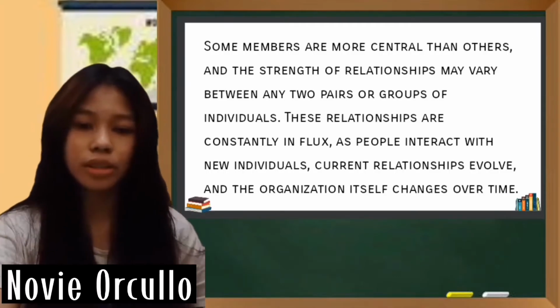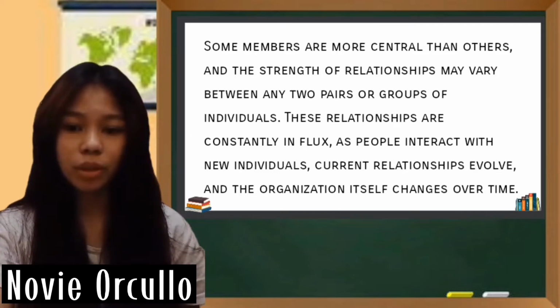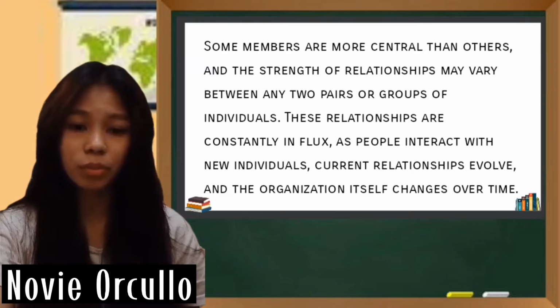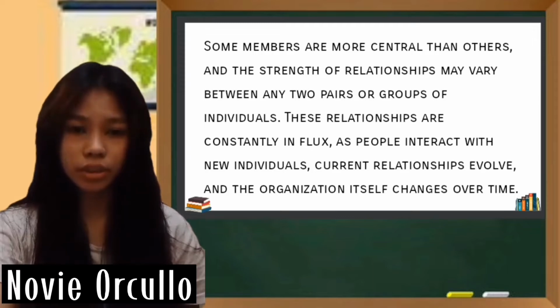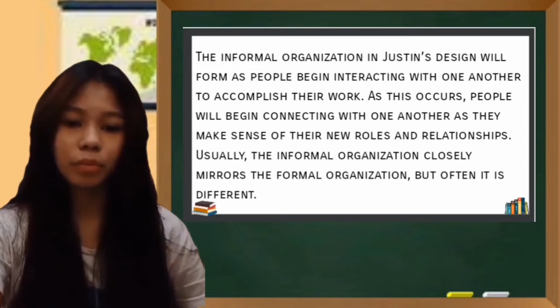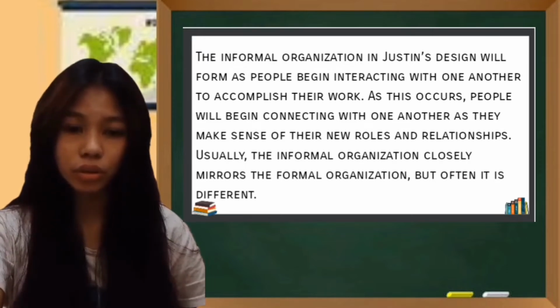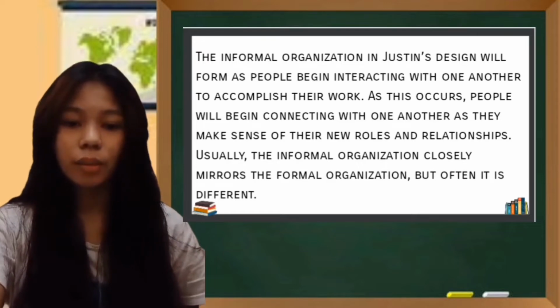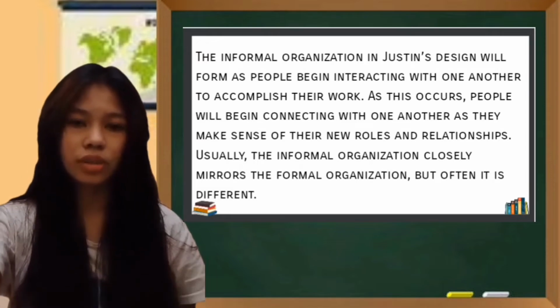Some members are more central than others, and the strength of relationship may vary between any two pairs of individuals. The relationships involved and the organization itself change over time. The informal organization is not designed; it begins when people start interacting with one another to accomplish their work. As this occurs, people will begin connecting with one another as they make sense of their new roles and relationships. Usually, the informal organization closely mirrors the formal organization, but often it is different.